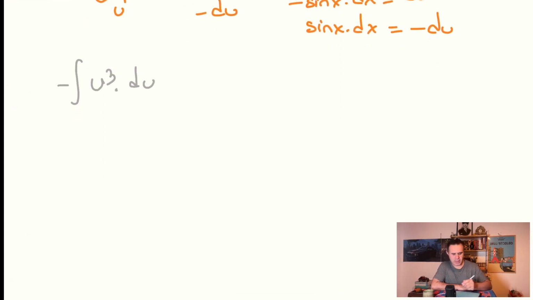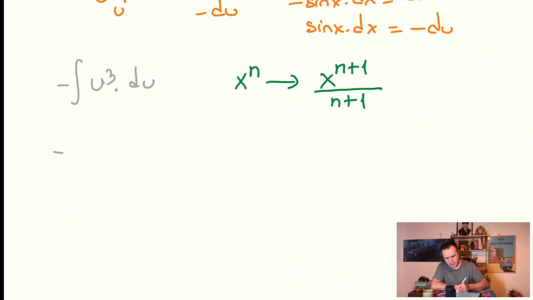And here we know that the integral of a function x to the n is: we add 1 to the exponent, x to the n plus 1, and we divide by the new exponent. Now, since we have here u cube, its integral will be: we will add 1 to the exponent and we will divide by the exponent again.